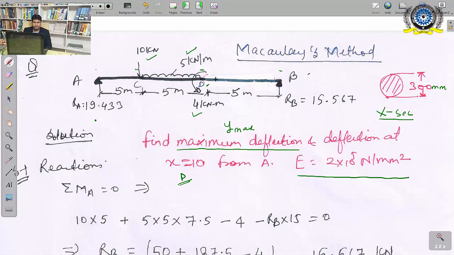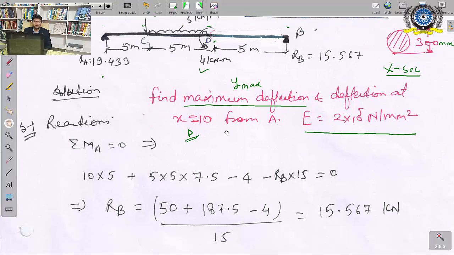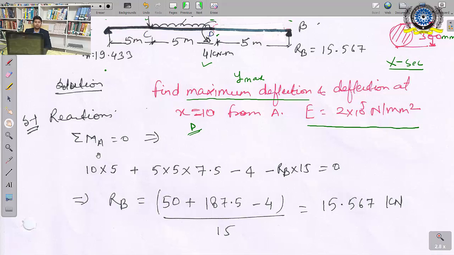Okay, so let us solve this question. The steps in this question are almost the same as those of the double integration method. The first step will be to find out the reactions RA and RB. The procedure is to take summation of moments about the supports A and B, and you will get the reactions.